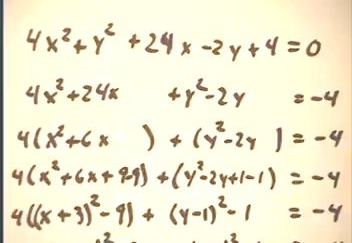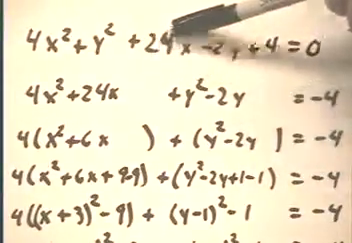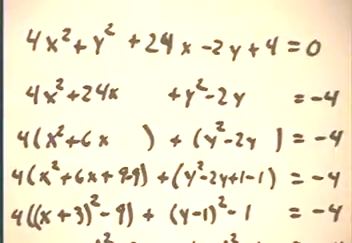Had another question about completing the square. This seems to be giving people a little bit of trouble. So we start with the equation 4x squared plus y squared and so forth. I'm not going to read it to you. You can read it yourself.